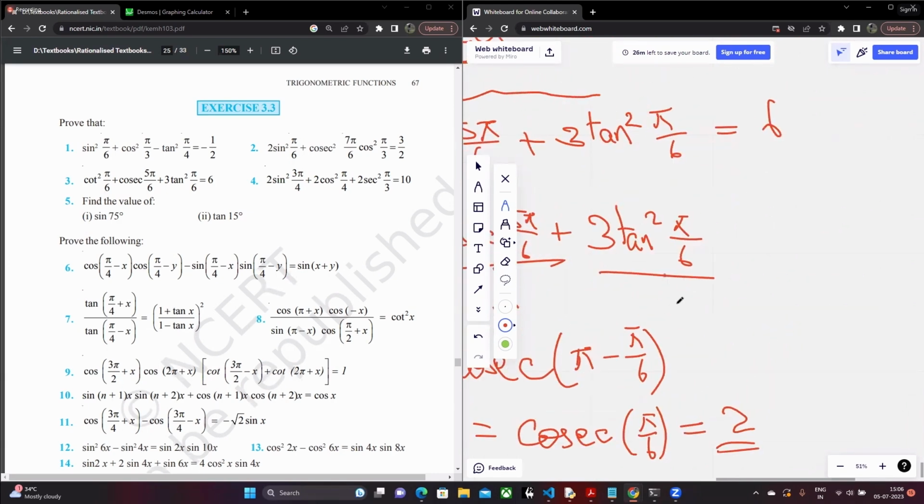Right. Again, 3 times tan square pi by 6. That is going to be 3 times 1 by root 3 the whole square, right, because tan and cot is basically an inverse relation.